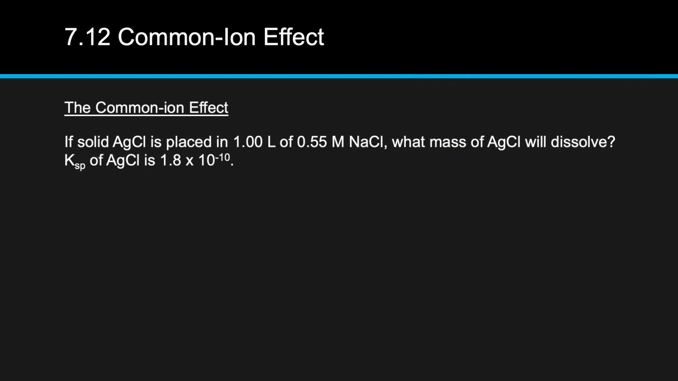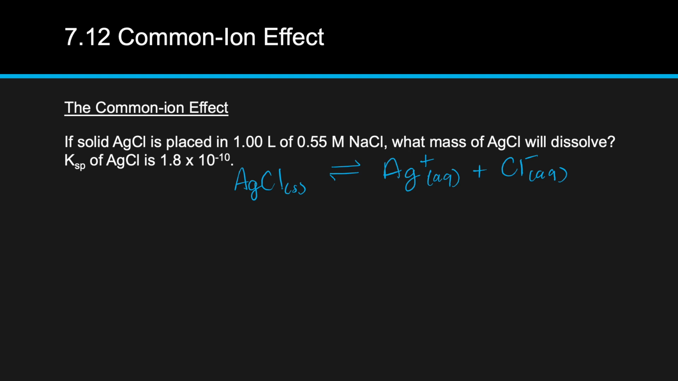If solid AgCl is placed in 1 liter of 0.55 molar NaCl, what mass of AgCl will dissolve? So we're given the Ksp of AgCl. And remember, when we're given Ksp and just a little bit of information, we're typically going to be doing an ICE table. So let's start with that. We have our solubility equilibrium of AgCl. We have AgCl as our solid. It is at equilibrium, so we're going to do a double-headed arrow, Ag+ aqueous plus Cl- aqueous. Notice everything is a 1-to-1 mole ratio, which makes things nice and easy.